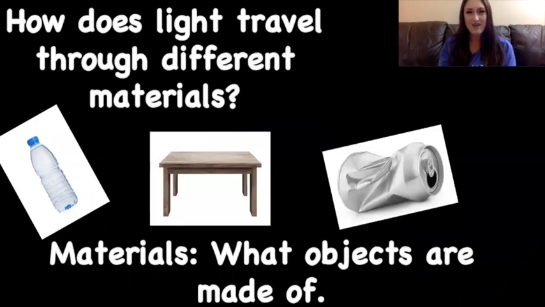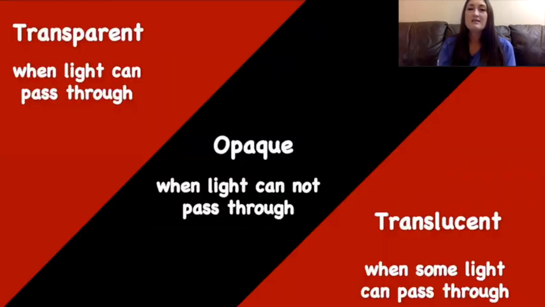So how does light travel through different materials? First, what is materials? What does that mean? Materials just mean what is an object made of. So some materials that we might find are a plastic water bottle. So that water bottle is made out of plastic. A table might be made out of wood. So wood might be a type of material. Or metal is another type of material. We might see a metal can. Materials can let light through, and other materials don't let light through.